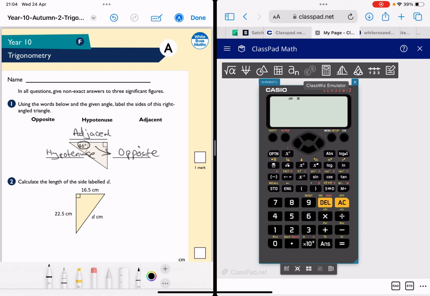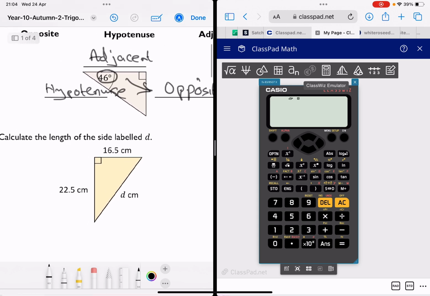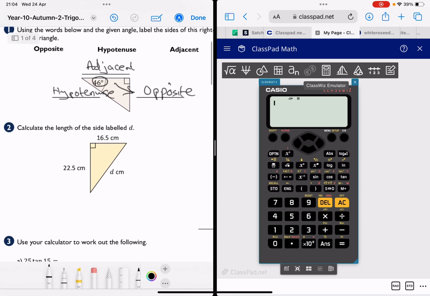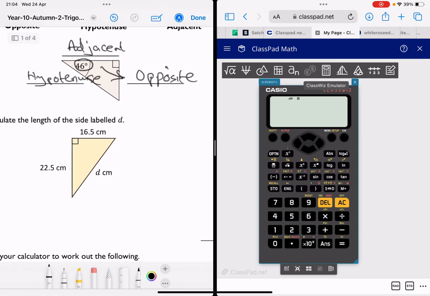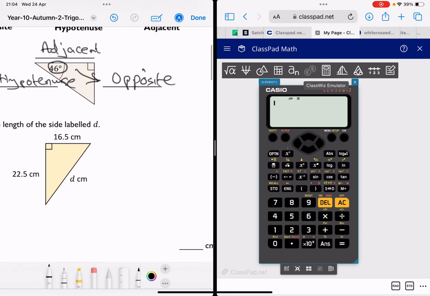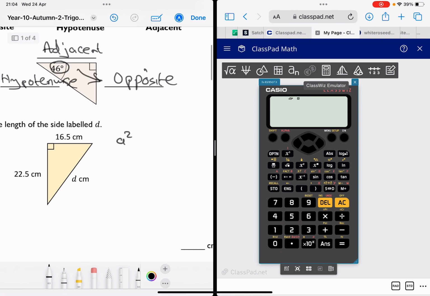Okay. Question 2. Calculate the length of the side labelled D. Here I've got a right angle triangle. I know two sides, so I should know that this is Pythagoras' theorem. Pythagoras' theorem: a squared plus b squared equals c squared. Remember that c is the longest side, a and b are the other two, it doesn't matter which.